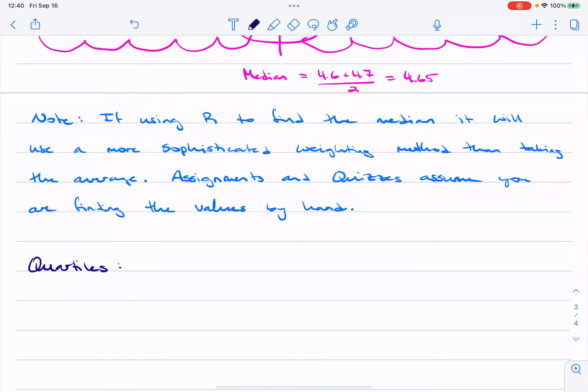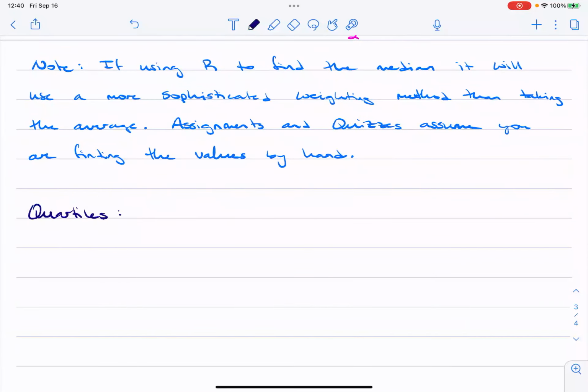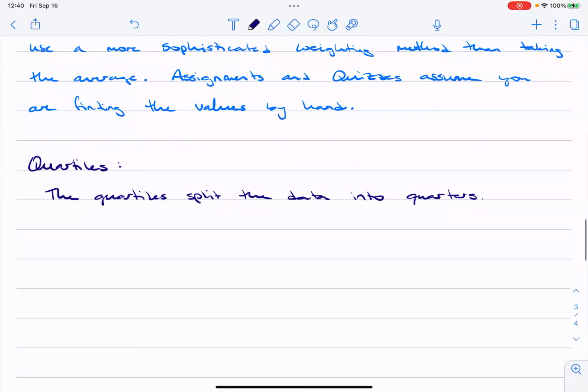So the quartiles split the data into quarters. We use Q subscript 1 for the first quartile.